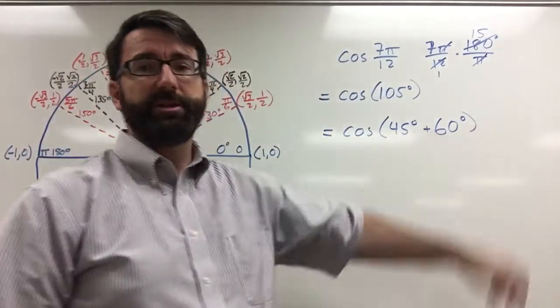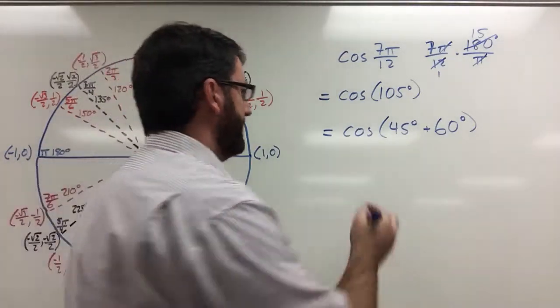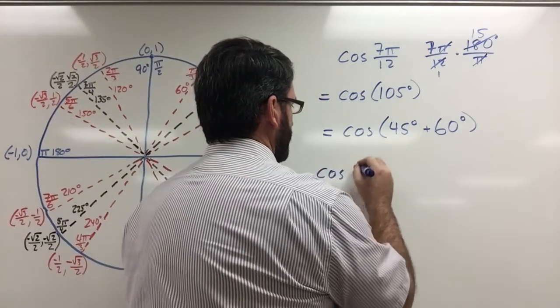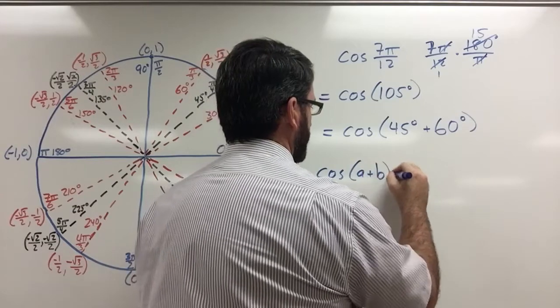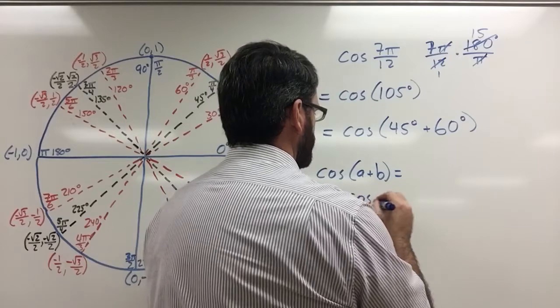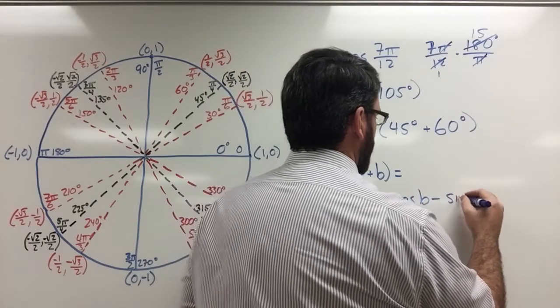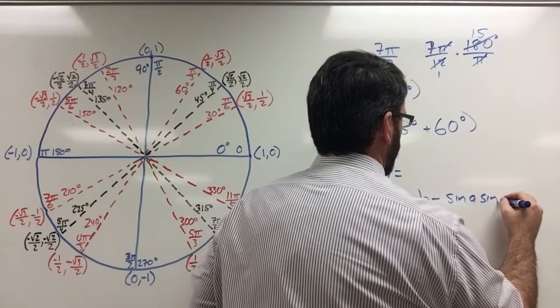All right, now we can use our sum identity for cosine, which is that the cosine of a plus b is equal to the cosine of a times the cosine of b minus the sine of a times the sine of b.